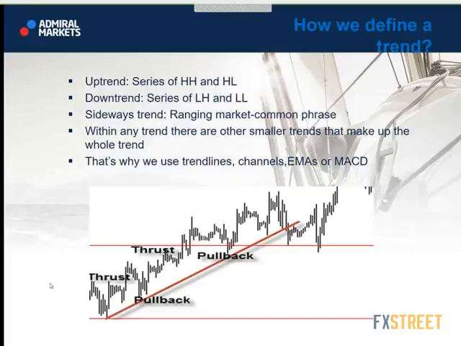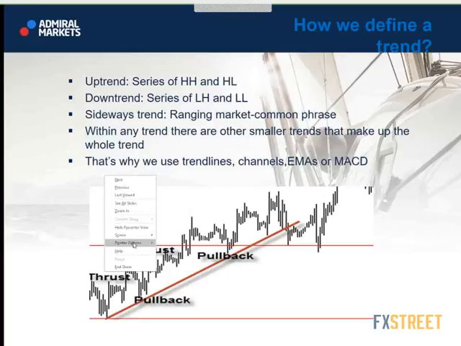So this is the standard zigzag pattern by which we define a trend. Uptrend is higher highs and higher lows. Downtrend is lower highs and lower lows. Sideways trend is when the market is moving in a range sideways. So thrust, pullback, thrust, pullback, thrust, pullback.